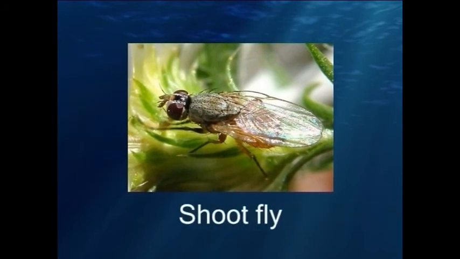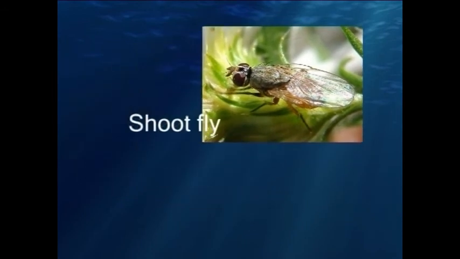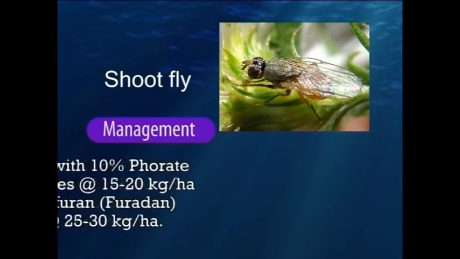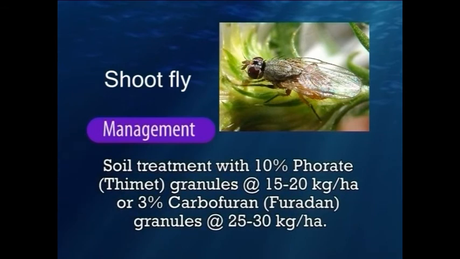Next is shoot fly. This can be managed by soil treatment with 10% phorate, that is Thimet granules, at the rate of 15 to 20 kg per hectare, or 3% carbofuran, that is Furadan granules, at the rate of 25 to 30 kg per hectare.